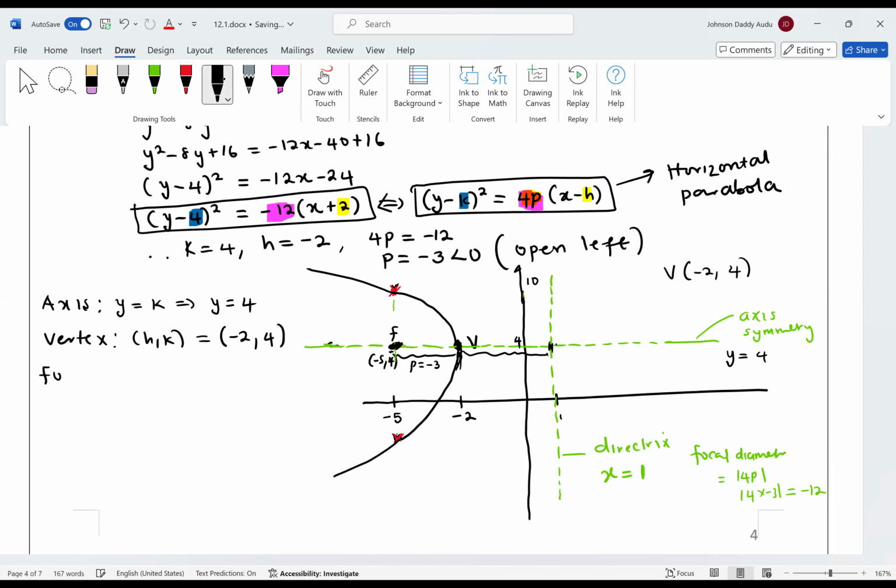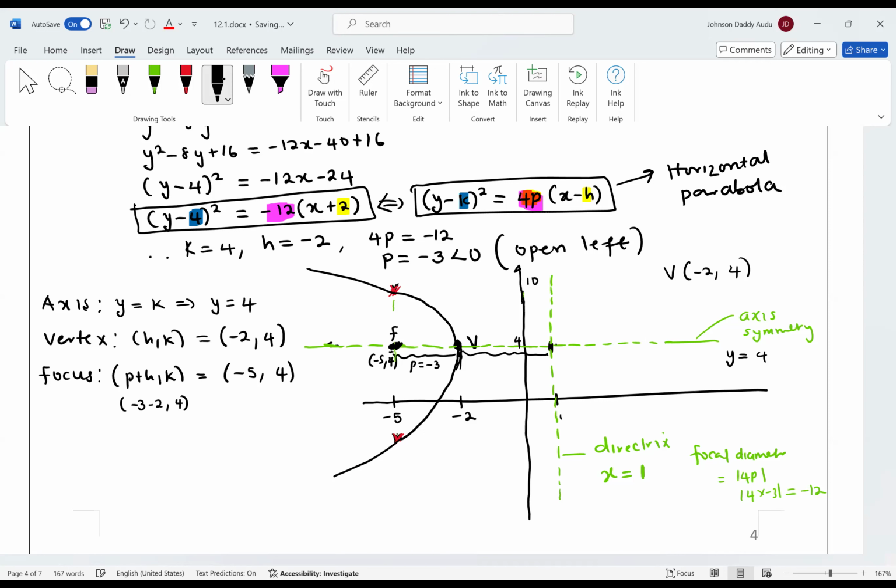And then the focus. By formula, focus is (p plus h, k). We already have our focus here, which is minus 5 and 4, without using the formula. But if you want to use the formula, just put the values here. What is p? p is minus 3, so you have minus 3 plus minus 2, and 4.